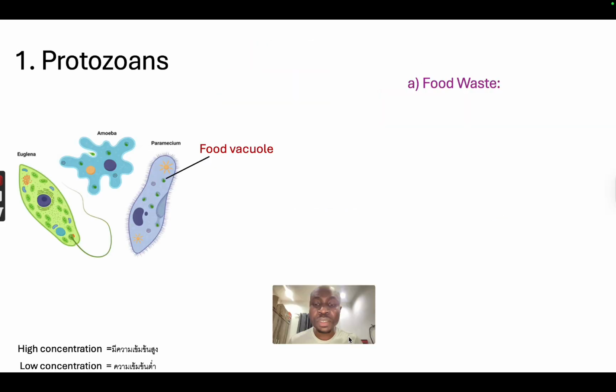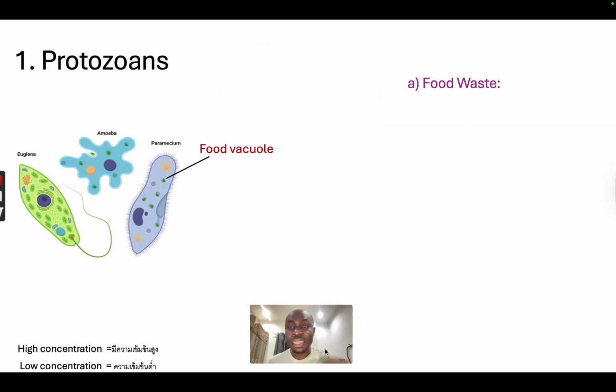Next, we're going to talk about four organisms and how they remove waste. Let's start with protozoans. Protozoans are not animals, but they look like animals. Examples are paramecium, amoeba, and euglena. Let's start with the food waste. How do they remove food waste?